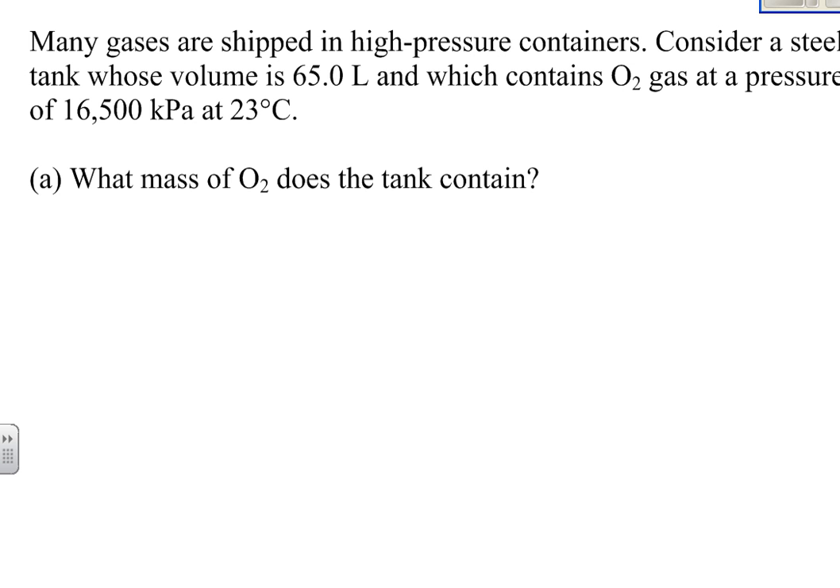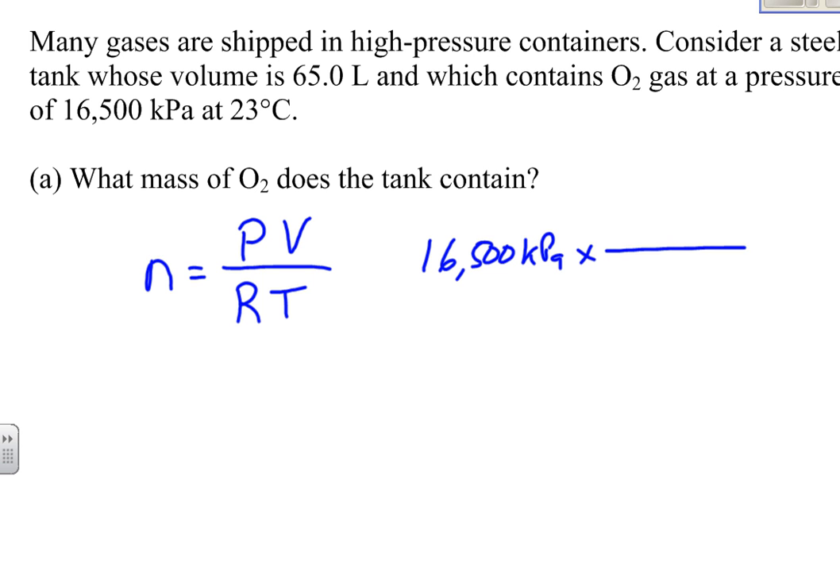Well, obviously, from the PV equals nRT, we're going to need to solve for moles. And then once we get moles, we can convert to grams. So if I rearrange my equation, I get n equals PV over RT. Now, unfortunately, our values aren't quite in the units that we would want, so we're going to need to do some conversions here. So my pressure is in kilopascals, so I'm going to do 16,500 kilopascals, and my conversion is 101.3 kilopascals to 1 atmosphere, which gives me a pressure equivalent of 162 atmospheres.